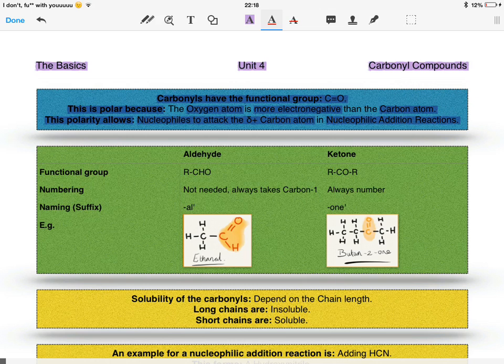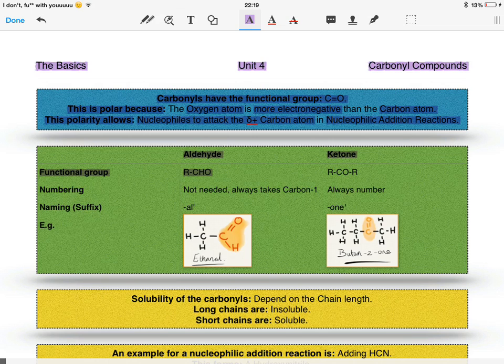And just so you know, this symbol here symbolises the partial positive. If it was a negative sign, it would be partially negative. So right now we need to know about the aldehydes and the ketones. So the functional group of the aldehydes is RCHO.